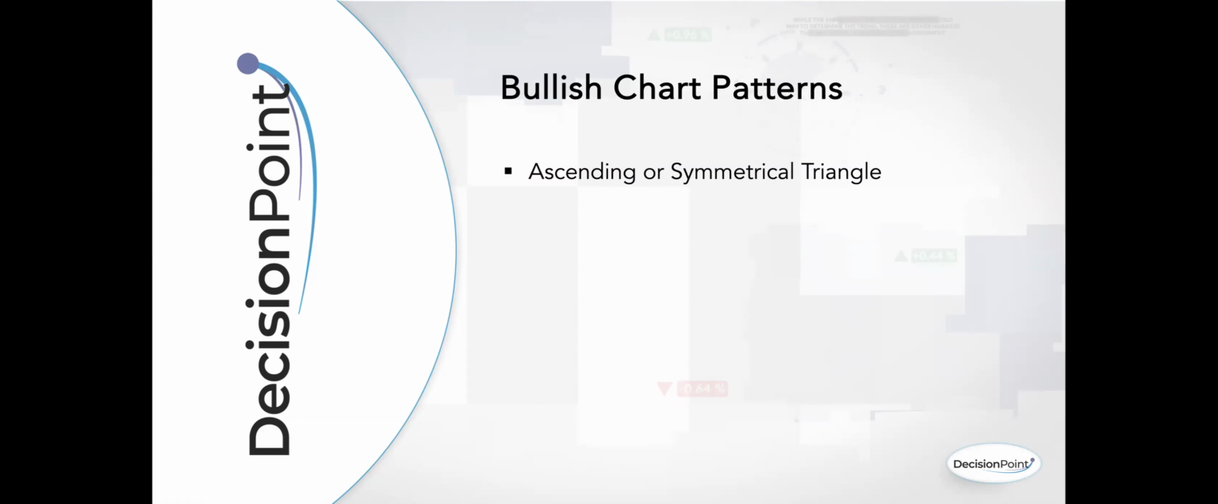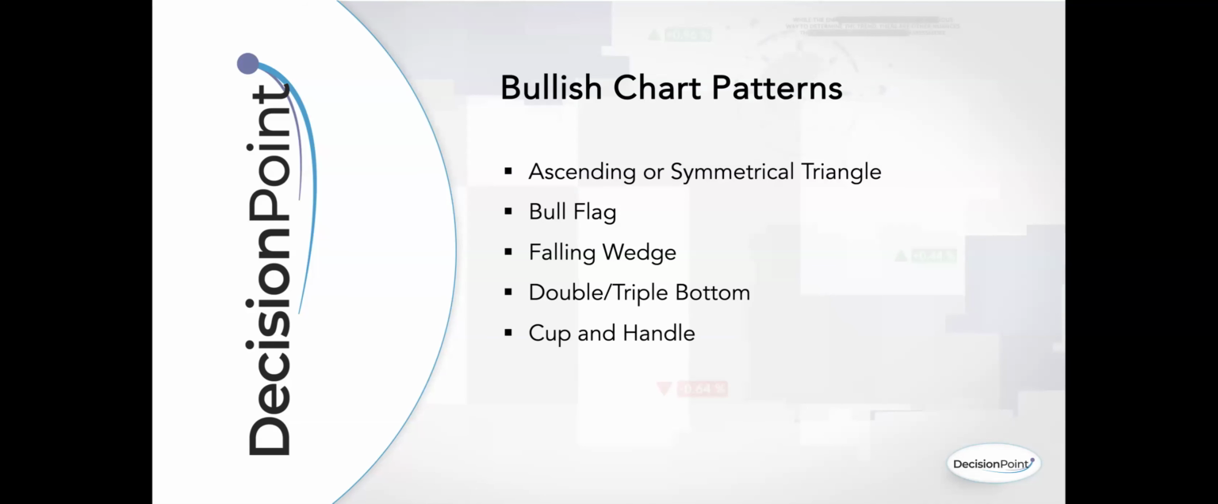There's the ascending or symmetrical triangle. There is a bull flag, which is one that I very much like. It works out pretty well a lot of the times. We have the falling wedge, and that one's a really good one as well. We have the double and triple bottom, which work pretty much a lot of the time. I like them as well. Cup with handle, I find those interesting.